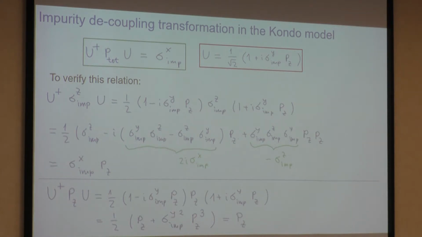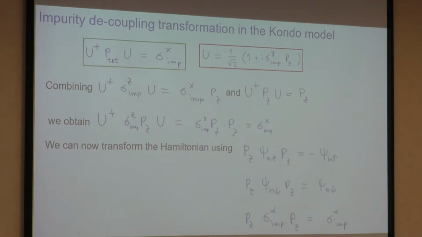Now we have to look at how the parity operator transforms. The parity operator commutes with operators which correspond to the impurity spin. But we should remember that PZ squared is 1. So doing this operation, we get the Pauli matrix squared, which is 1, and we get the parity operator cubed, which is the same as parity. So it's just parity. Therefore we derived the transformation of sigma z of the impurity and the transformation of the parity. Now we can write the transformation of the two of them together, and it's sigma x.